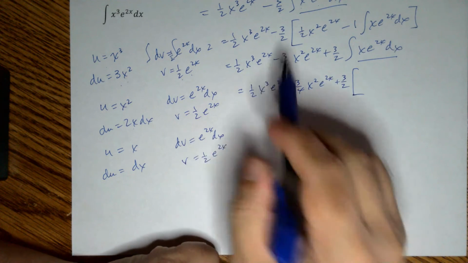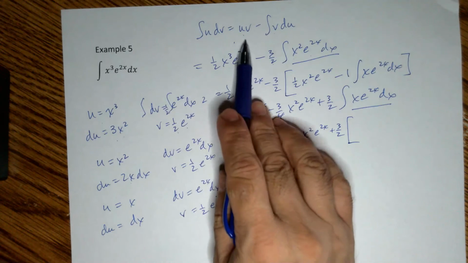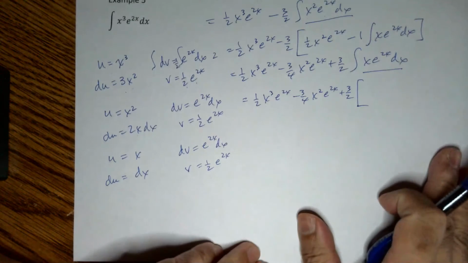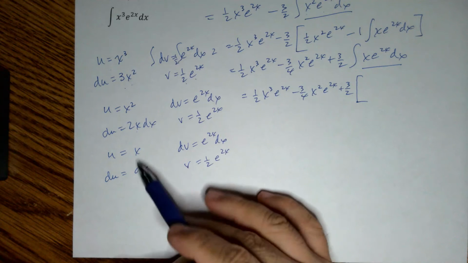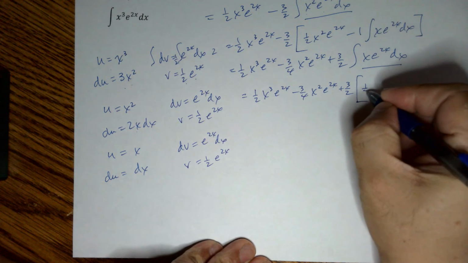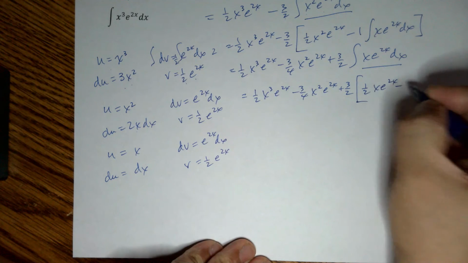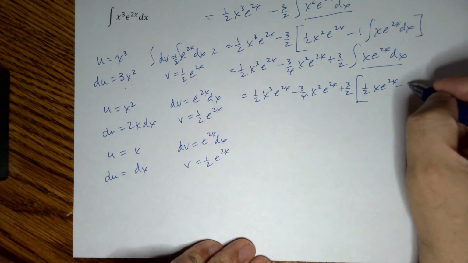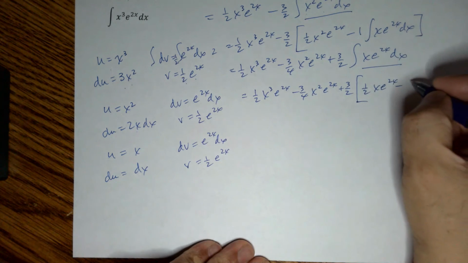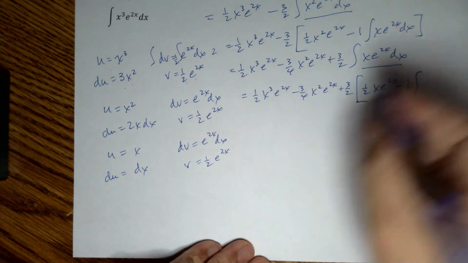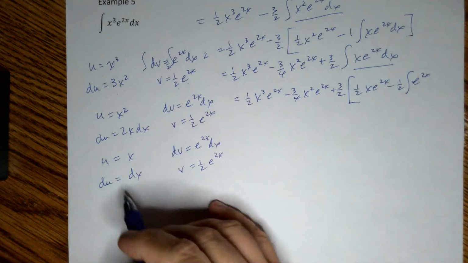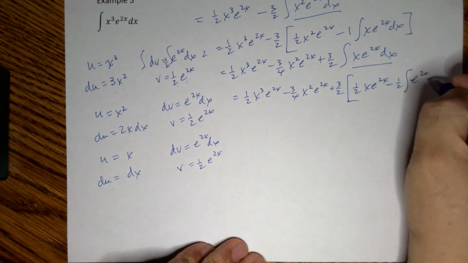And it's uv, right? Don't forget it's uv. There's a form: uv minus the integral of v du. So uv is here, so it's 1/2 x e to the 2x minus the integral of v du. So v du: v is 1/2 e to the 2x, and du this time is just dx.